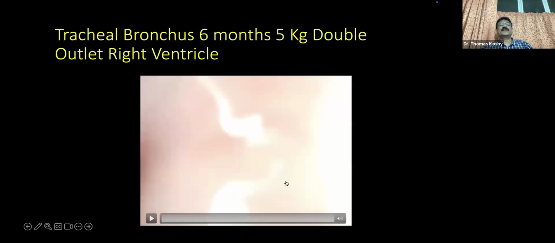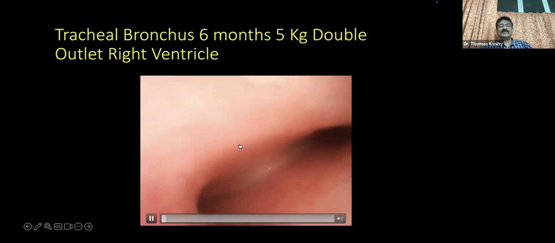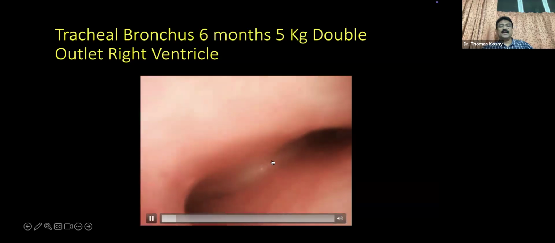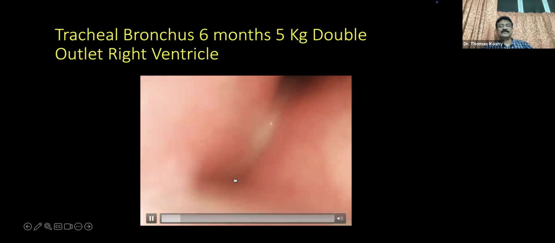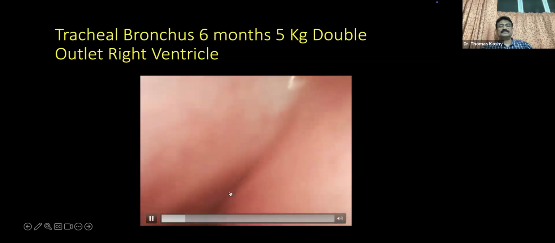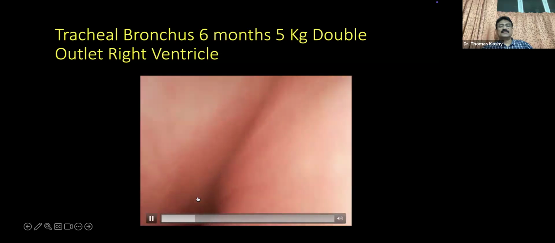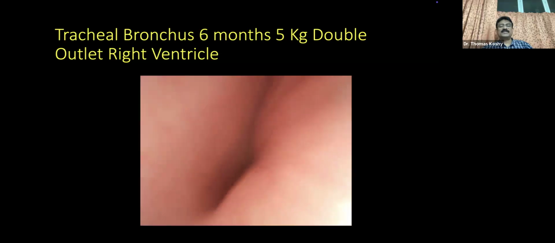And this is a tracheal bronchus in a 6-month-old, 5 kg patient with a double outlet right ventricle, which we have operated. I'm doing the FOB. The patient had difficulty coming on bypass. This is the carina, and you can see the compression of the left main bronchus. External compression.